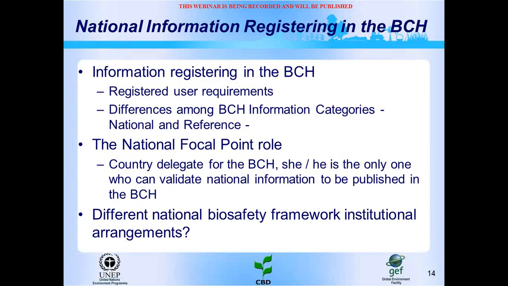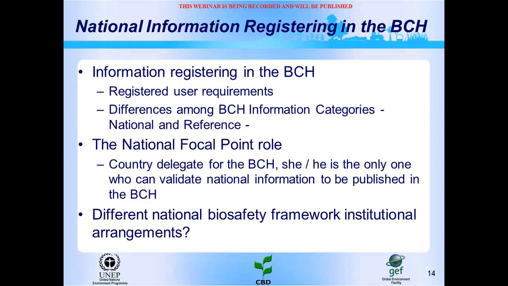About differences between national and reference information. Remember that in the BCH we have two kinds of information that we can register. The first one is the national information. This information is just information that comes from a country. A country can be a party to the Cartagena Protocol or not, but this information is official information from the country.